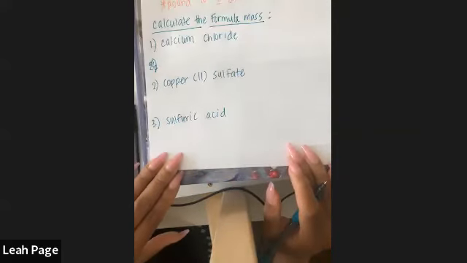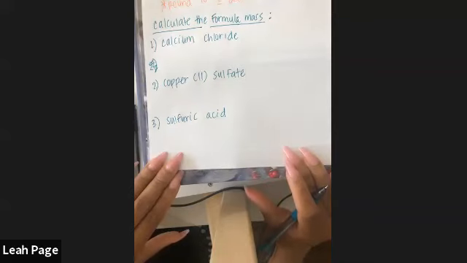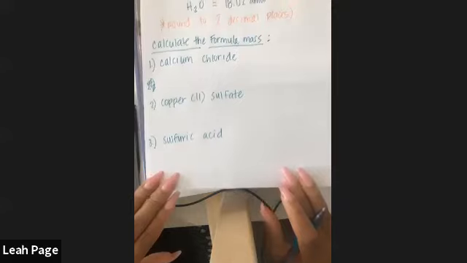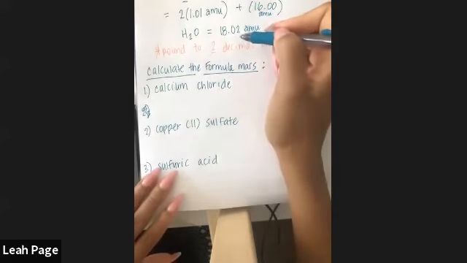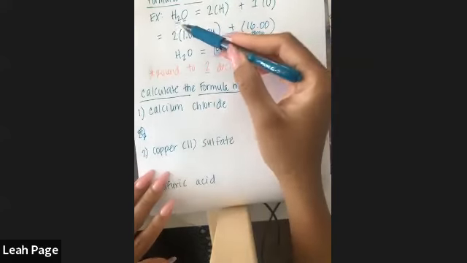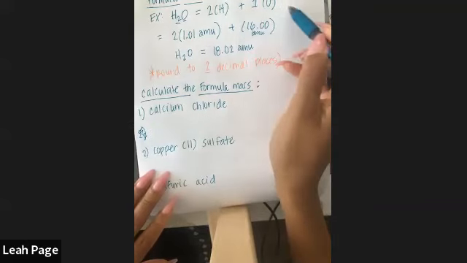So let's see if we can come up with the formula of each one of these and then calculate the formula mass. Remember, we're gonna round to 2 decimal places. We're not gonna round at the end. This time we're gonna round when we're putting it into our formula.